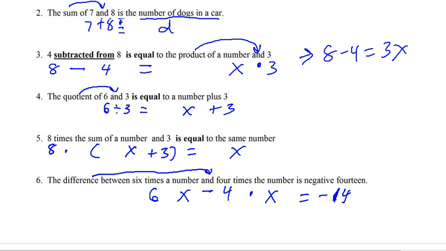Alright, and there are your answers. So you should have had an equal sign underneath the is or the equals. Forgot a dot in there. Okay. Alright, thank you.